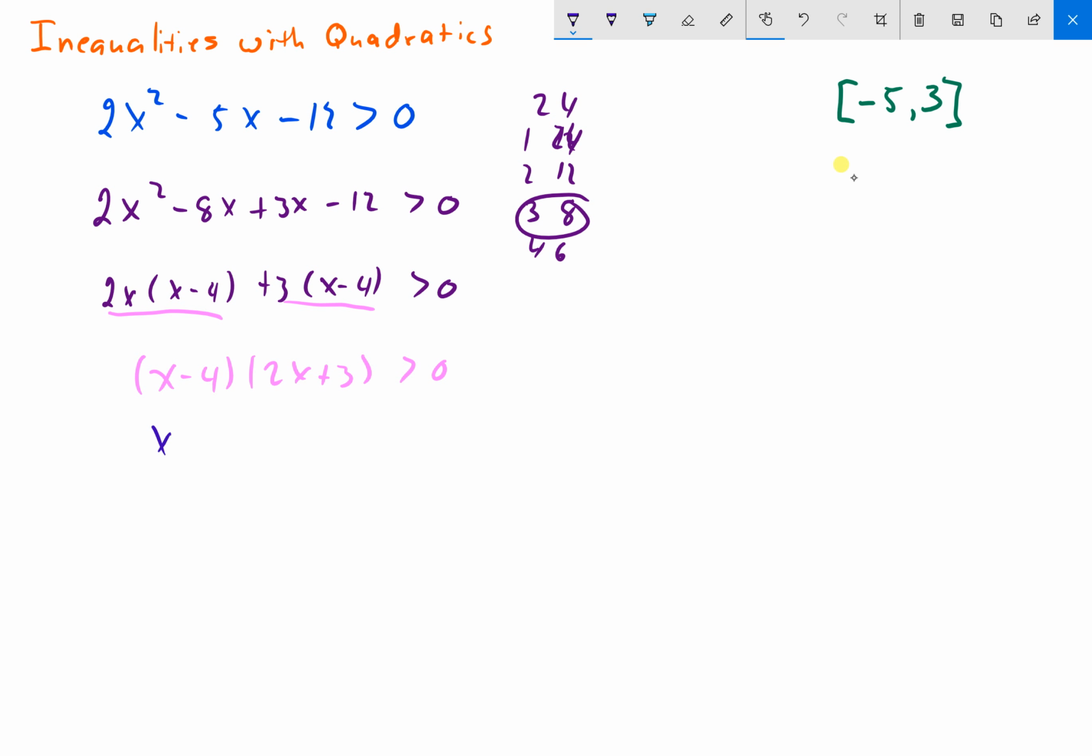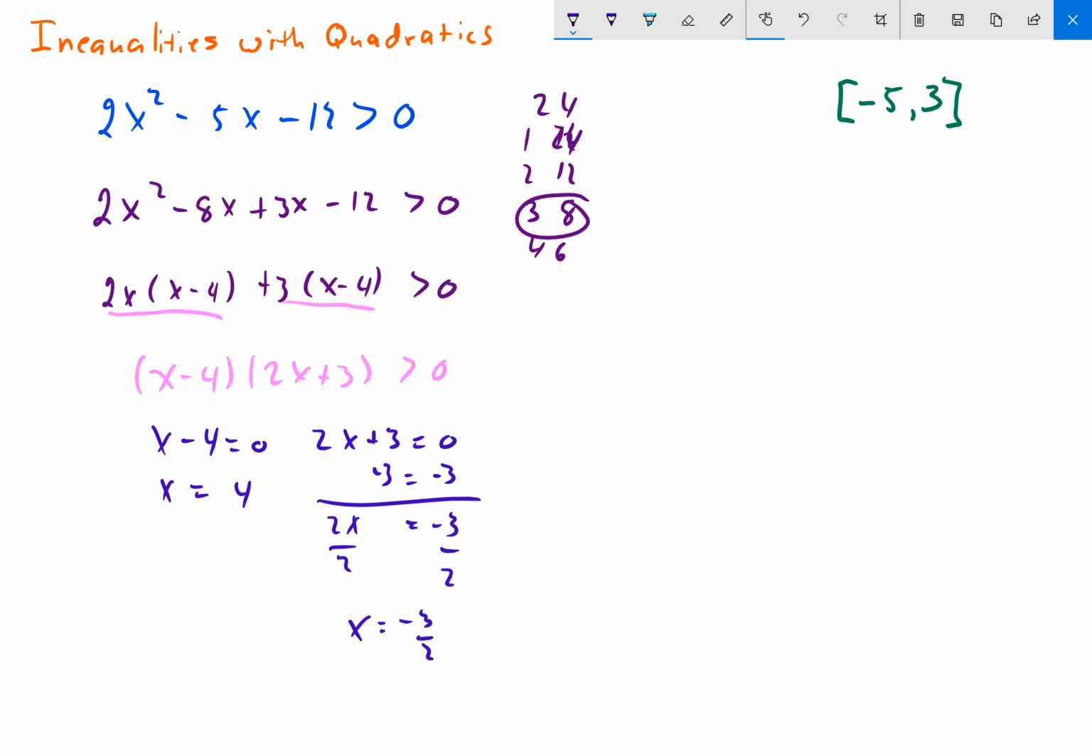Now, once again, I'm going to set each one equal to 0. And that gives me an x equals 4. If you're not sure, I'll show this one out. And so I get 2x equals a negative 3. I get x equals a negative 3 halves. And so those, once again, these values, when I plug them into my original equation, will equal 0. But I want all the values that are greater than 0.